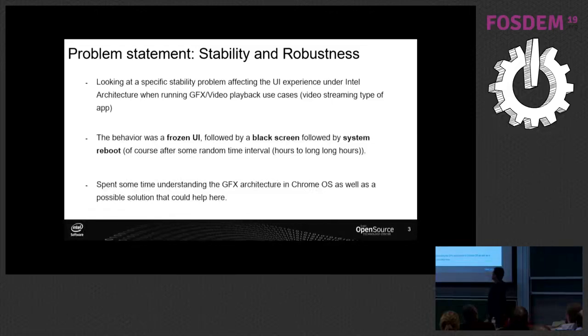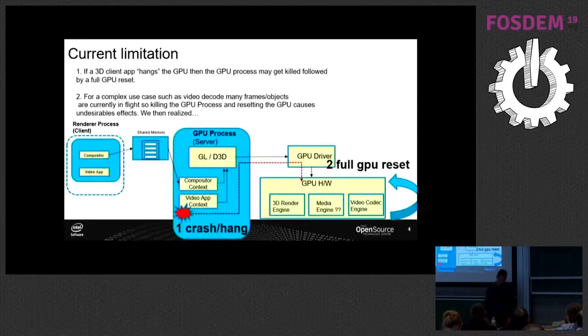And so I basically dived into this issue by trying to understand the graphics architecture in Chrome OS, because that was the platform that I was working on, and then see how I could solve the problem. Now, I know this is a very busy slide, but this is an overly simplified graphics architecture in Chrome OS. The architecture is divided between the server side of things and then the client side of things.